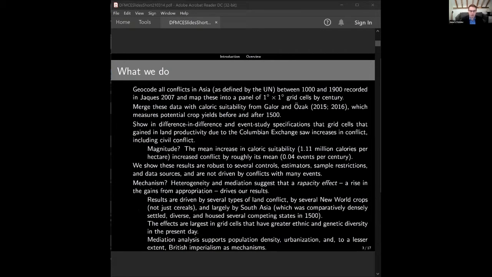It is driven largely by South Asia, which was, compared to other parts of Asia, relatively densely settled, relatively diverse, and home to many competing states on the eve of the Columbian exchange. We're going to not show you, but tell you about heterogeneity analyses in which it's the more diverse cells that respond more to the gain in suitability due to the Columbian exchange. And we're going to do formal mediation analyses that show you that rising populations, rising urban populations, and to a lesser extent, the spread of the British Empire all respond to caloric potential and seem to drive conflict.